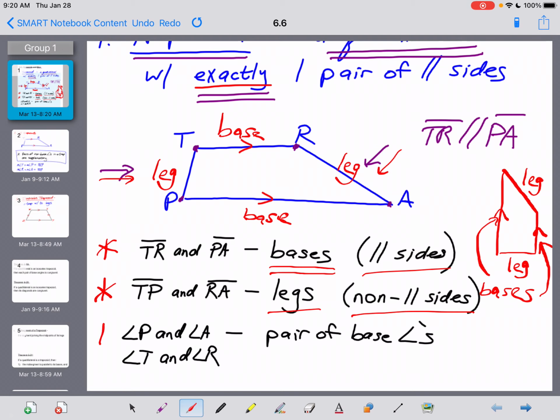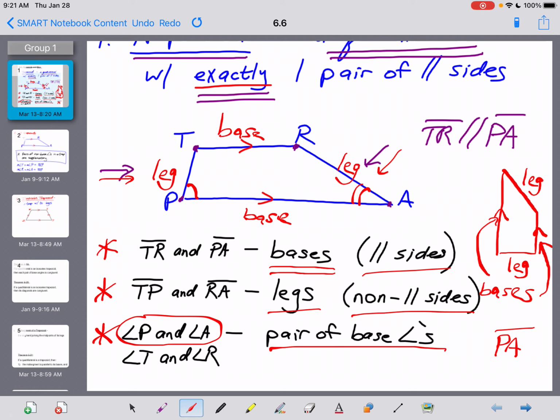And then the last vocab bit right here that I want to talk about are what we call pairs of base angles. And a pair of base angles, for example, angle P and angle A. Now that would be this angle right here and this angle right over here. Now you'll notice, guys, I put a different number of tick marks right there. It certainly doesn't look to me like those angles are congruent. But P and A together make up one pair of base angles because they both touch the same base. Listen to this, both angle P and angle A touch base PA. Think about that. Angle P, angle A touch line segment PA.